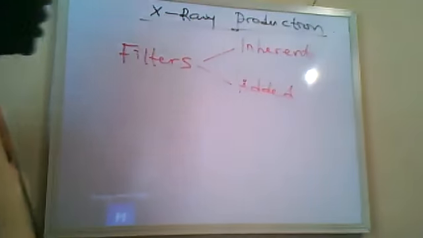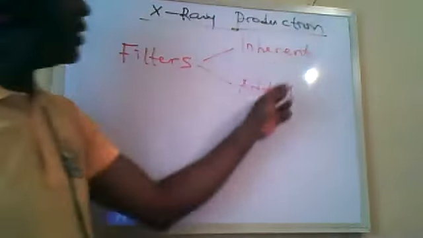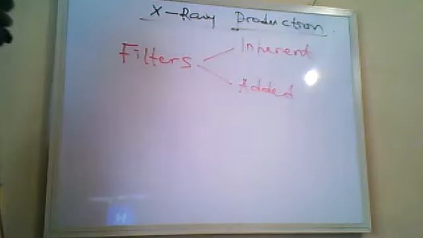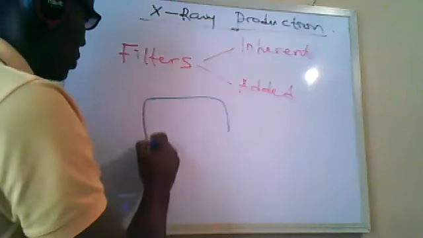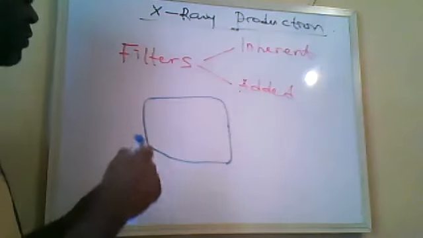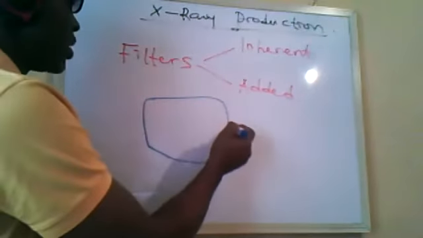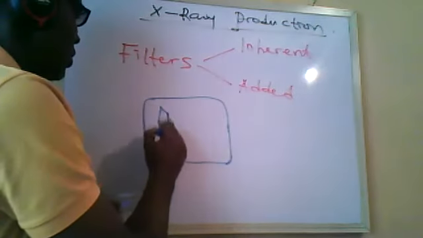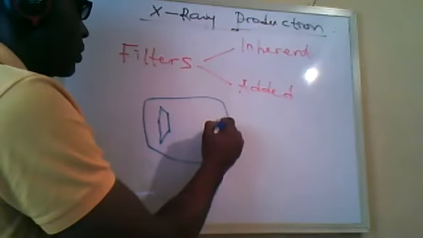Color combination. Okay, I had already explained this before: the filters, the inherent and the added. I was talking about the mirror inside the X-ray tube as part of the inherent filter. Why should we have a mirror there? We have a mirror there because you have a light source. Okay, this is a cathode, this is an anode. You have a cathode here.